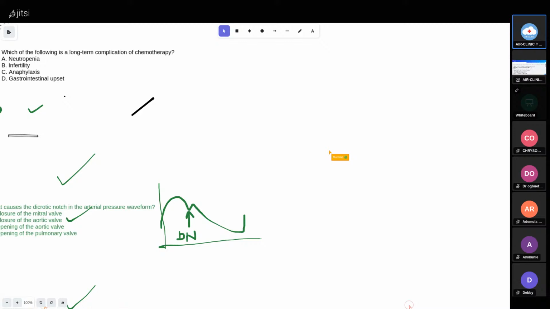All right. So option A is the answer. You also see it in staphylococcal scalded skin syndrome.